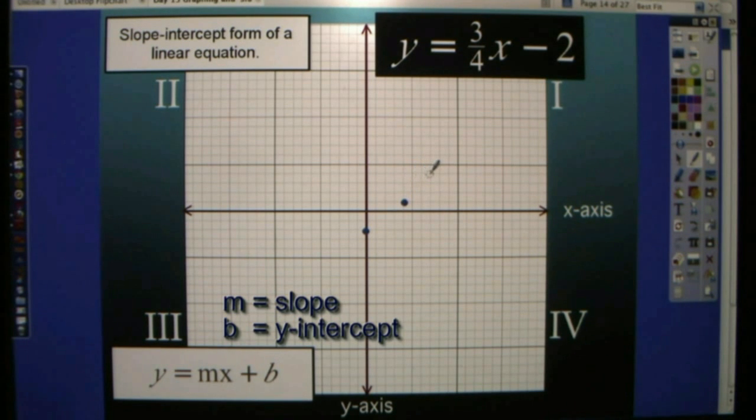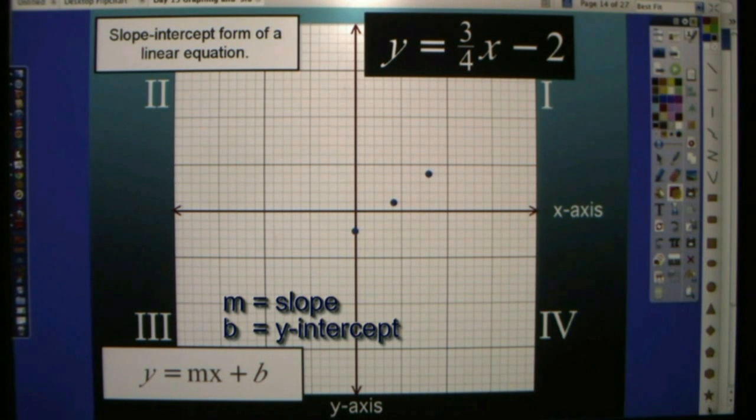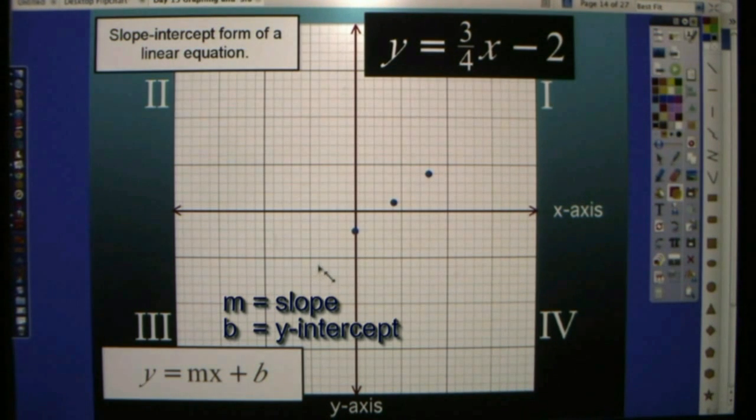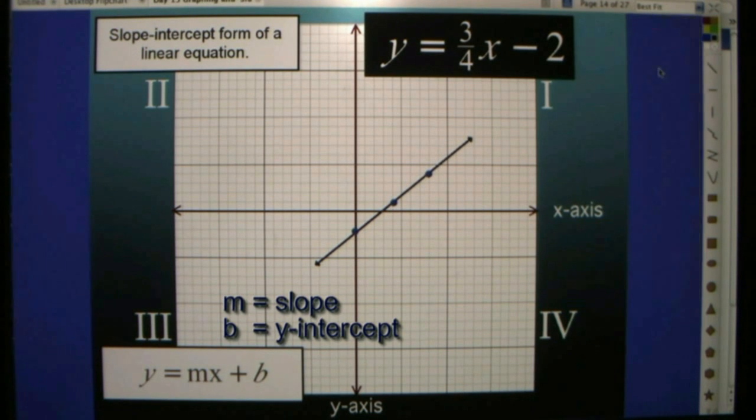A rise of 3 and a run of 4. Now that slope is positive. Let's see if this line looks like the company is making money. Yeah, I would guess that company is making money.